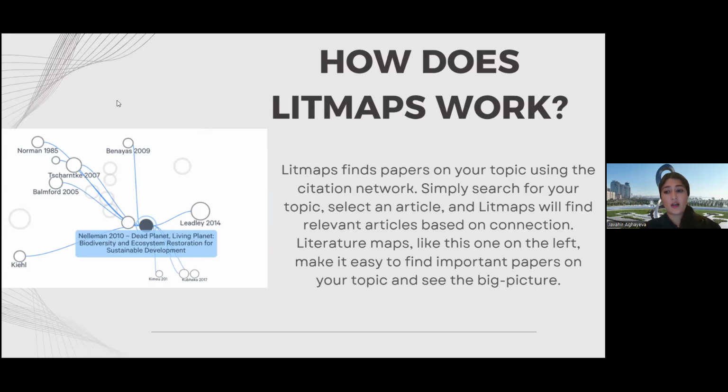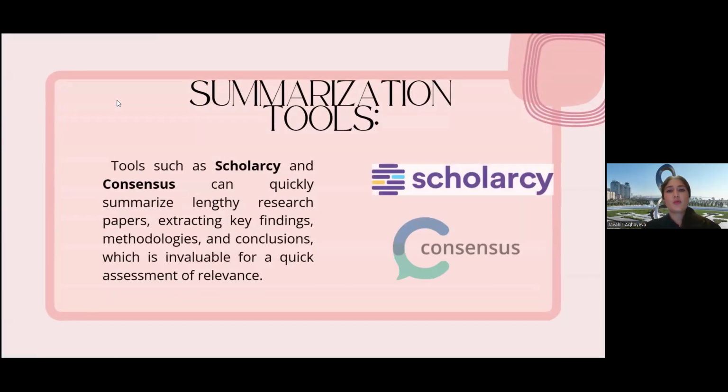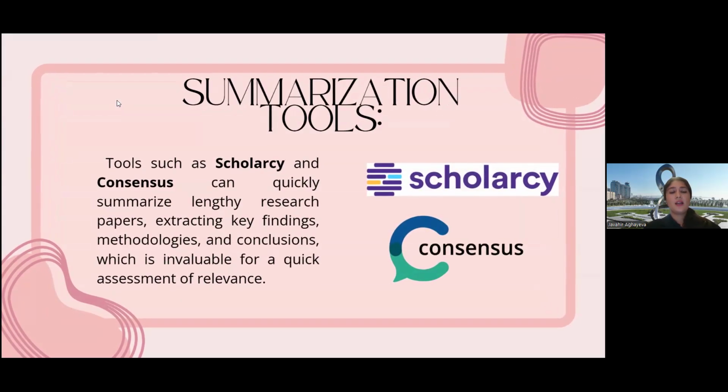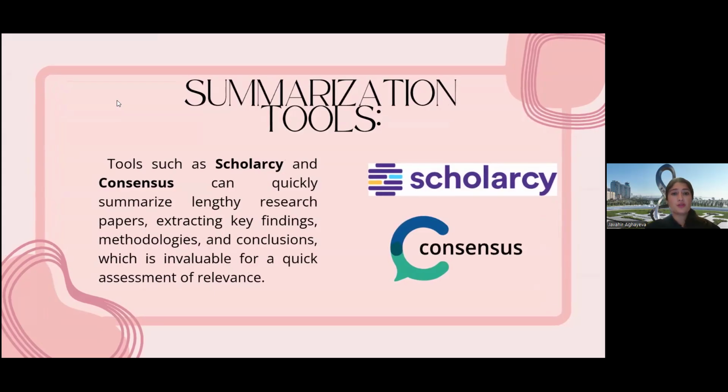And make it easy to find important papers on your topic as well. Another one, tools about the summarization tools. We give the introduction, methodology, quantitative mixture, as I mentioned to my colleague beforehand. And right now we're coming to our conclusion point. And this conclusion point can also be given by tools like Scholarly and Consensus, where you can quickly summarize the lengthy research paper and extract key findings, methodologies, and conclusion.